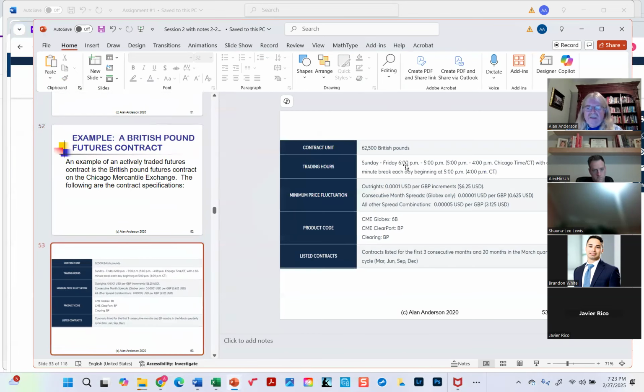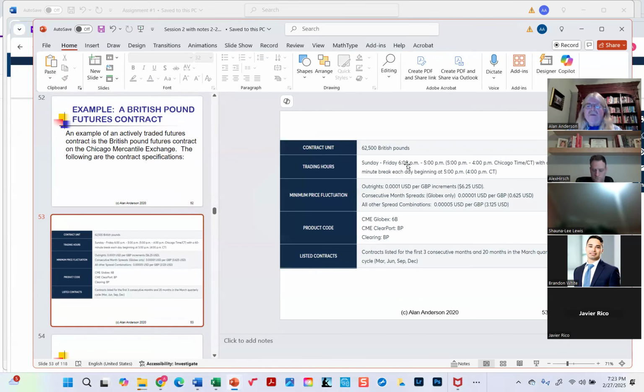Now, I believe, oh, look what I did. I went ahead and found all these terms and conditions. And again, I mentioned before, 62,500. That's a lot of pounds. That might be more than you want. And if that's the case, you should really use a forward contract because with a forward contract, you can have whatever you want.